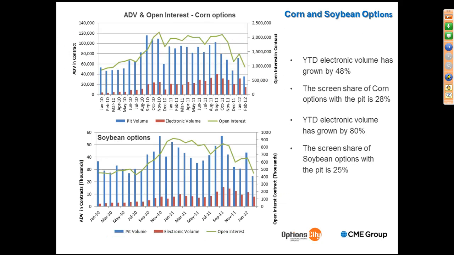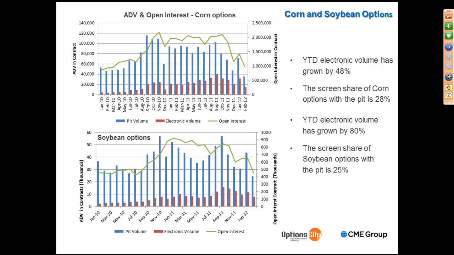The next slide talks about what the electronic share of the options on corn and soybean is compared with the pit. Traditionally, CBOT agricultural options have been traded in the pit. However, it's shifting now more towards electronic. Currently, we have close to 30% that trades on Globex, which is our electronic platform. Both corn and soybean have close to 28 or 30% electronic share.